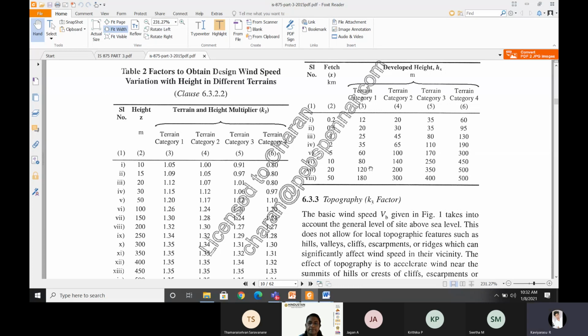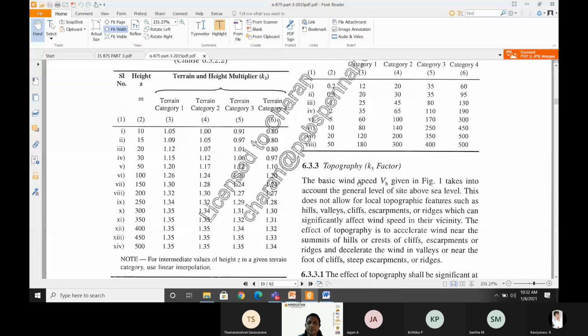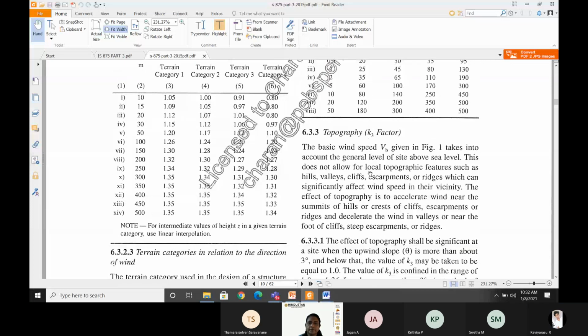Okay. Now the third factor is the topography factor. That is called the K3 factor. The basic wind speed Vb given in the figure takes into account the general level of the site above sea level. This does not allow for local topography features such as hills, valleys, cliffs, escarpments or ridges, which can significantly affect the wind speed in their vicinity.